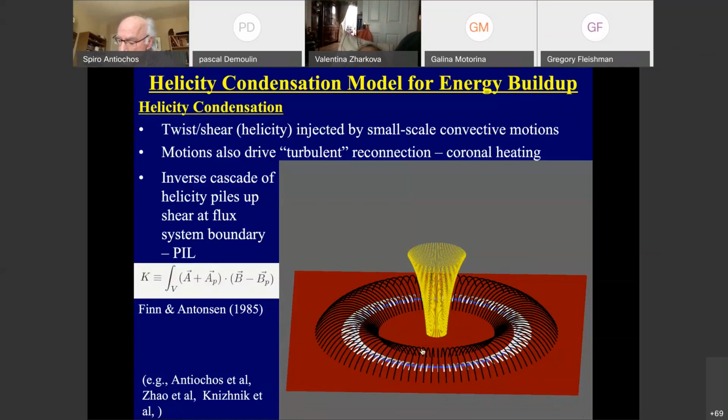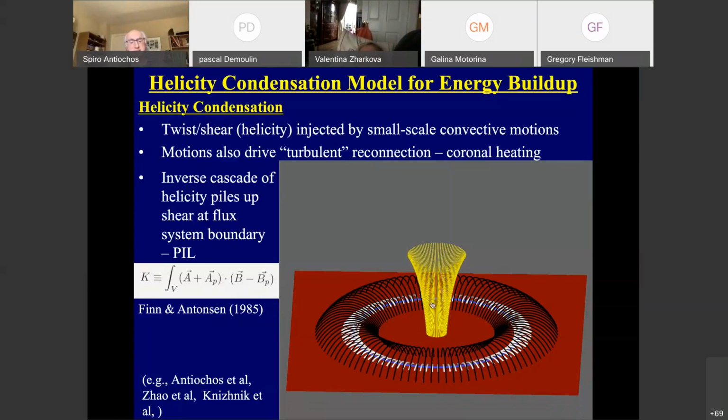We also know that there's a hemispheric rule. The northern hemisphere has predominantly negative helicity being injected into it. Southern hemisphere has positive. So suppose that's also true for the motions that are driving this reconnection. What happens to that helicity, the magnetic helicity? The thing with magnetic helicity is reconnection preserves it. So it doesn't get lost.